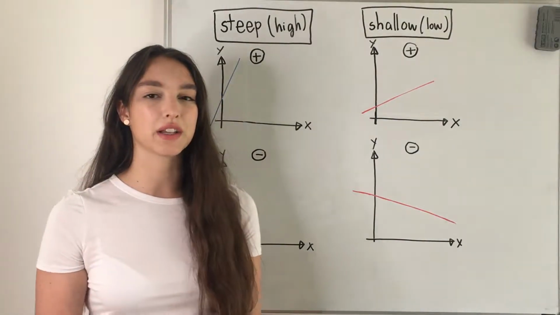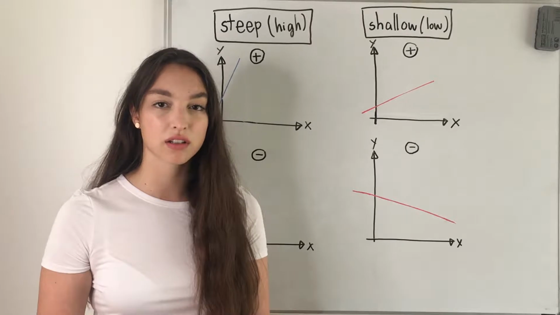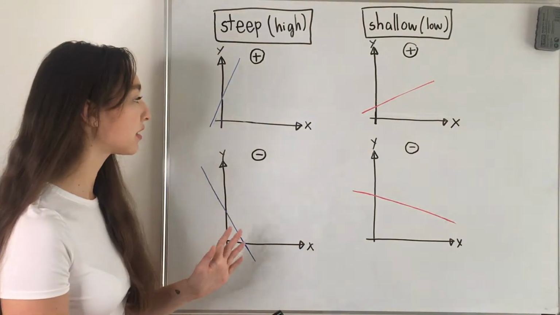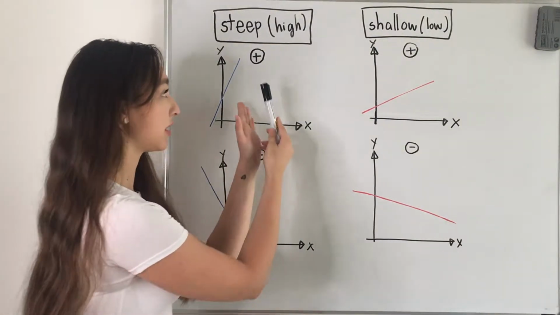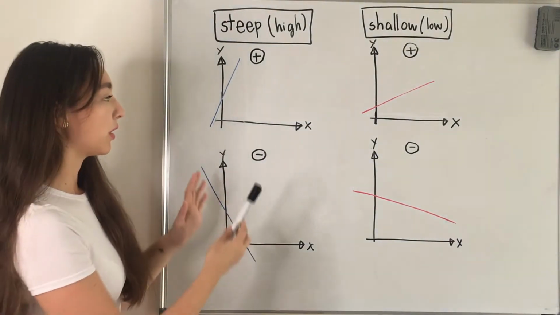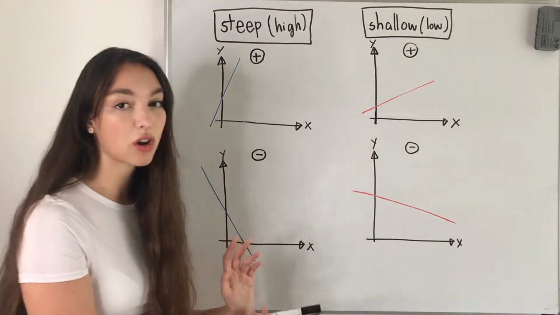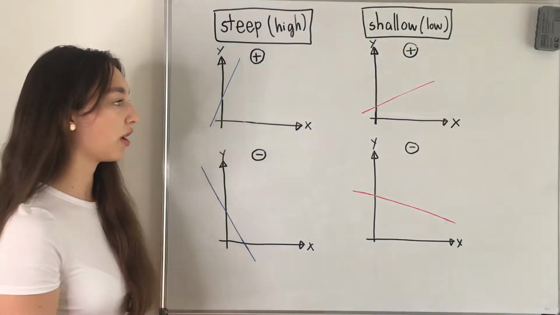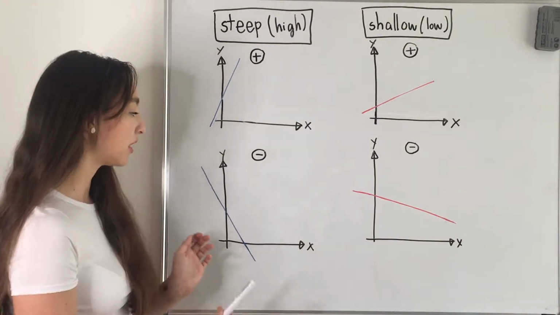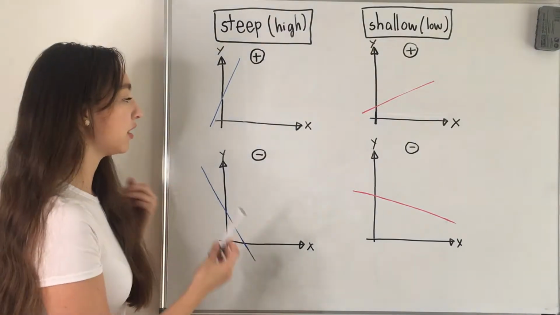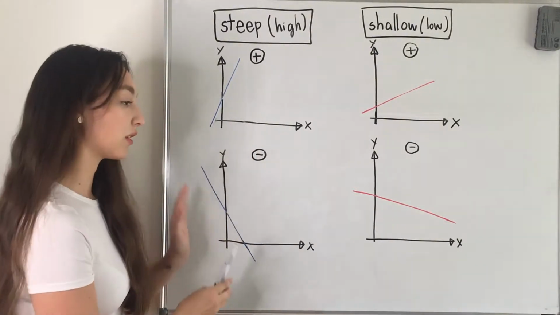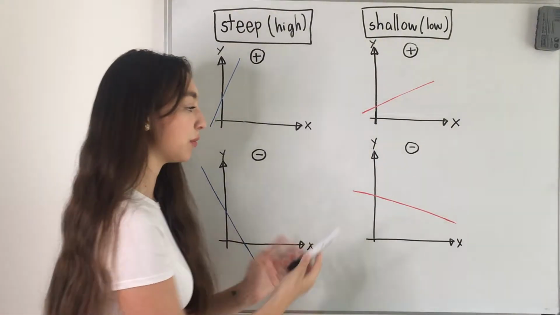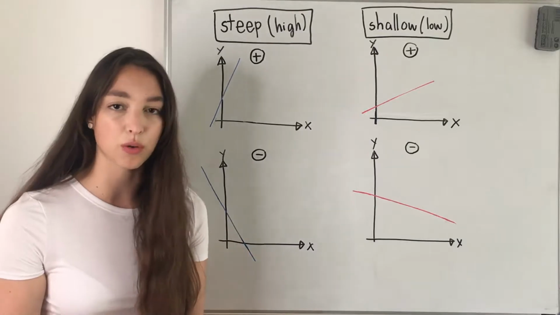So the slope of a line is basically how steep our line is. And we can classify the steepness or the slope of a line in two ways, depending on if it's steep or shallow. So it depends on the value of the slope. If it's high, we say it's steep. If it's low, we say it's shallow. Or depending on if it's positive or negative, which is the same as saying depending on if it's increasing or decreasing from left to right. The negative ones can also be steep and shallow depending on the absolute value of the slope.